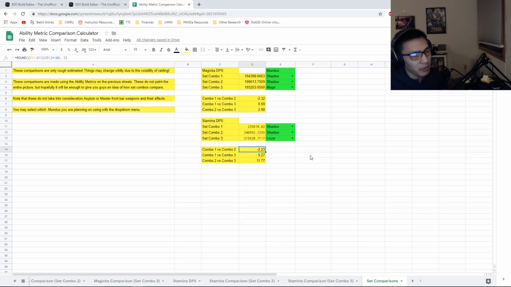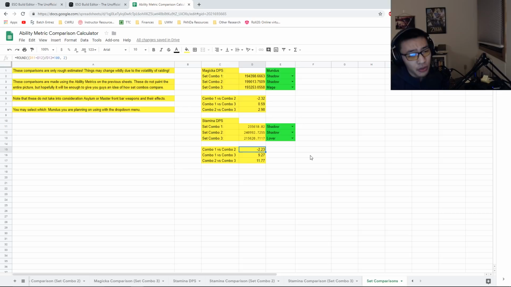Again, this is ability metrics, so this is not necessarily comparable to DPS, so it is not accurate to say this would be a 2.3% or 2.2% increase in DPS, but it is a good approximation, so around 2% would be a safe guesstimate to the amount of DPS we can expect to see from the inclusion of minor courage.